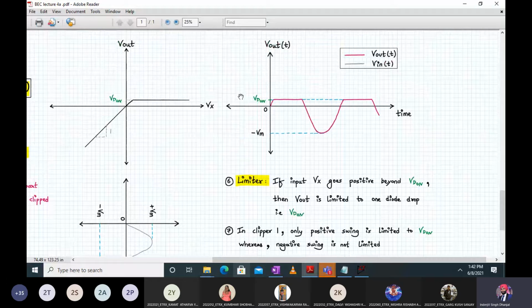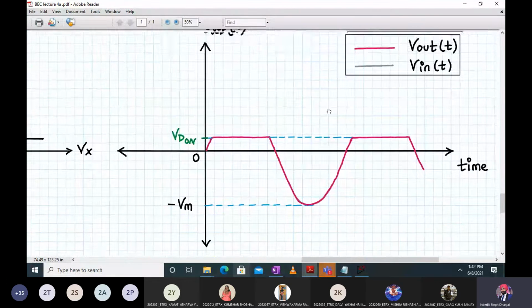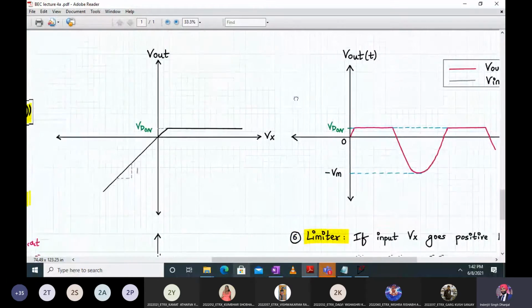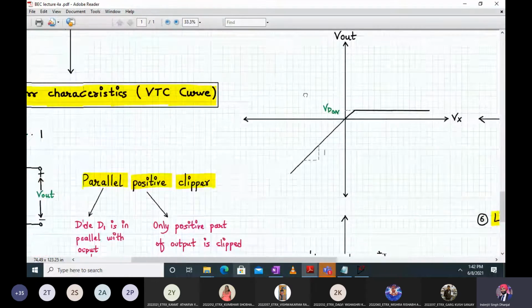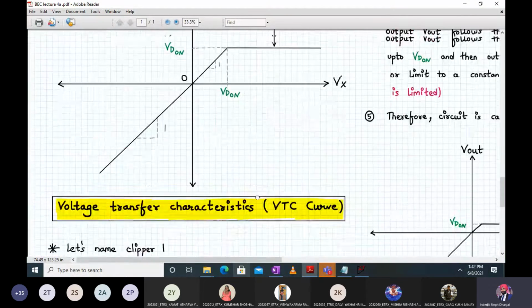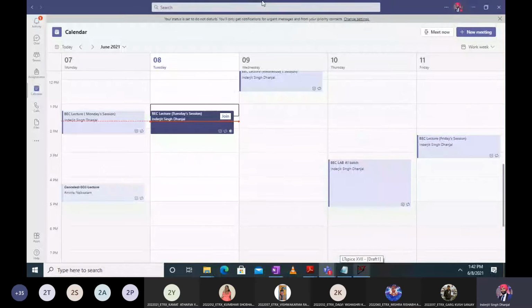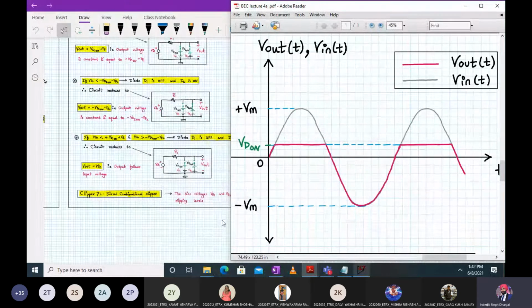Over here in this circuit, only the positive portion of the output waveform is limited. The negative portion is not limited. So it's also called a positive limiter. Everyone clear about everything about this circuit? Now let us go to LTspice and simulate this, try to understand how the circuit will function, and verify its functionality also.